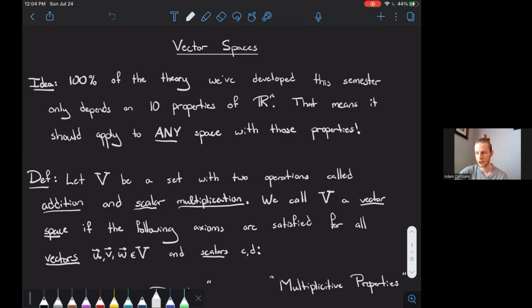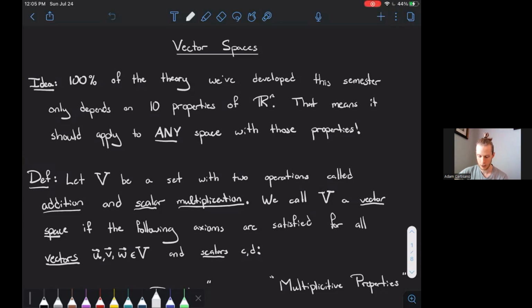But fortunately, everything that we've said so far is far more general than just Rn. So the idea is, what do we need from our discussion to generalize beyond Rn? Well, as it turns out, there are precisely 10 properties of Rn that the entire theory depends on, and only 10 properties, which is kind of amazing considering we've had an entire semester of properties. And so let's go and investigate those properties.